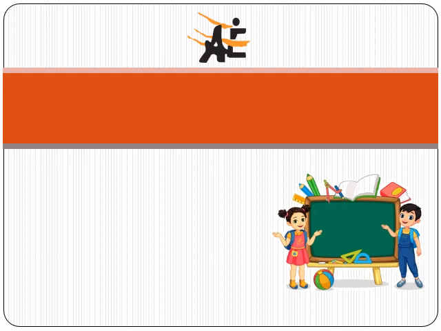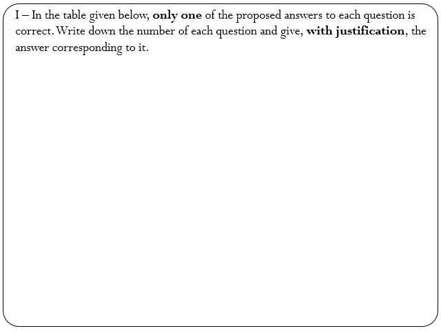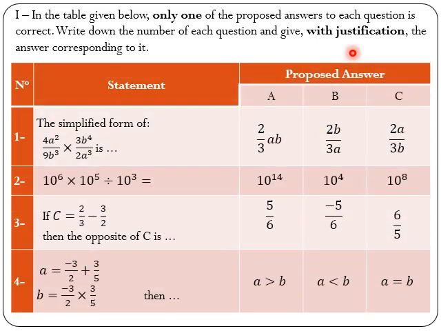Today we will correct our first partial exam. The first question. In the table given below, only one of the proposed answers is correct. I have to write down the number of each question on my own paper and give the justification. If you didn't justify your answer, then your grade will not be fully the grade corresponding to it. So I have to label the answer and justify why I chose it.